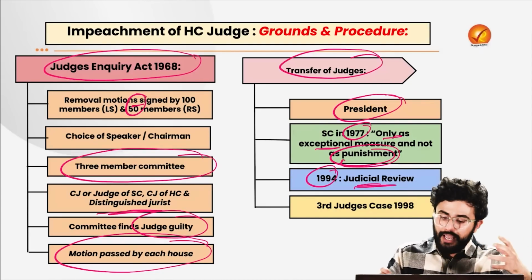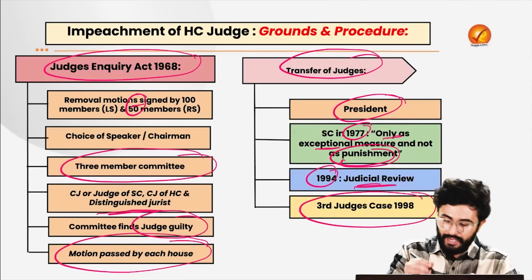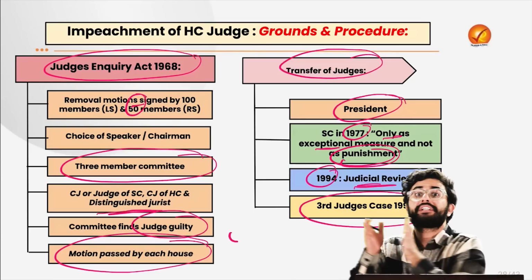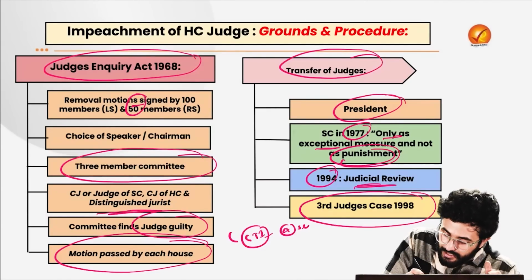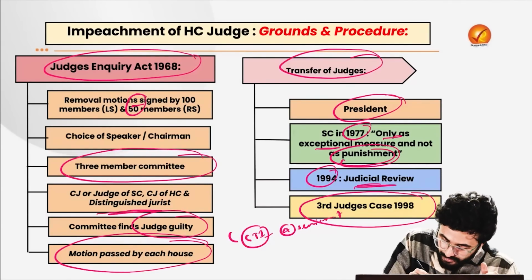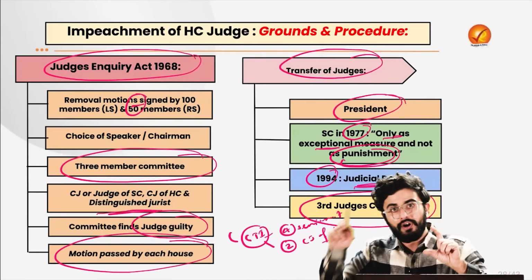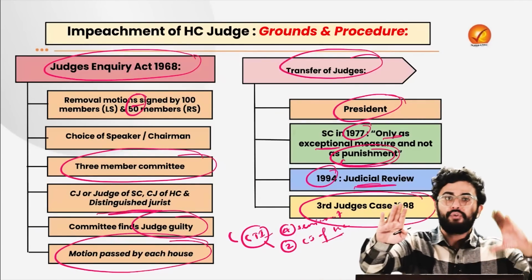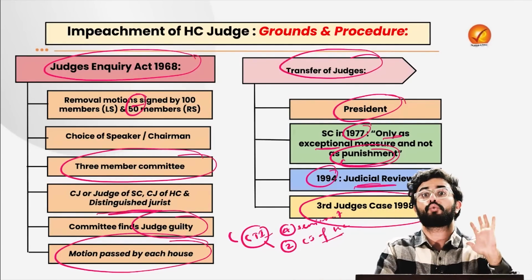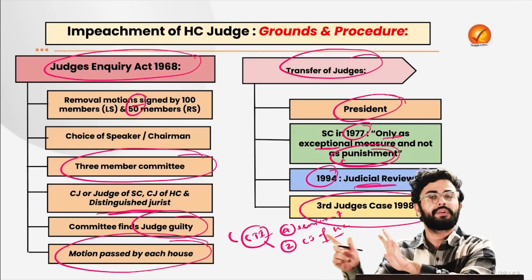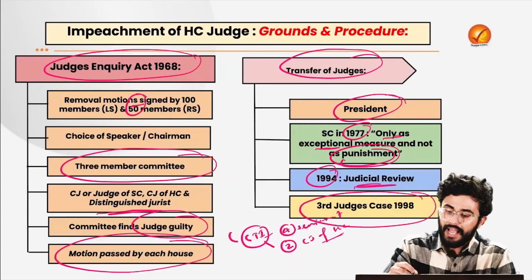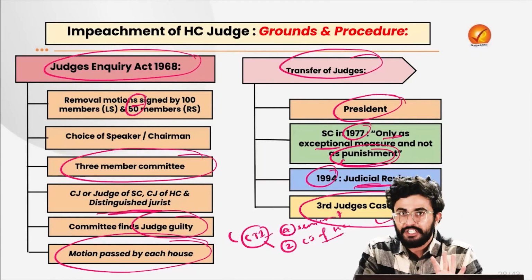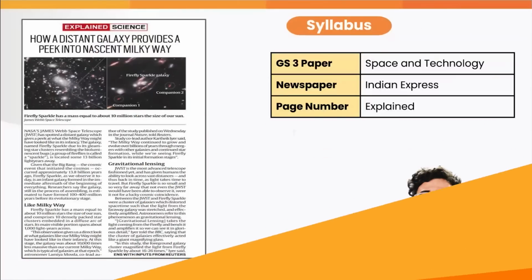Remember this. Then in the Third Judges Case in 1998, it was held that when the President is going to take the opinion of the CJI, the CJI shall take the opinion of the 4 senior-most judges of the Supreme Court, then the opinion of 2 Chief Justices of High Courts: 1 High Court from where the judge is being transferred, and 1 High Court to where the judge is being transferred. Thus, the sole opinion of the CJI to the President does not form a directive; rather, a collective opinion shall be there as per the Third Judges Case. So remember these provisions and we move forward to the next news.